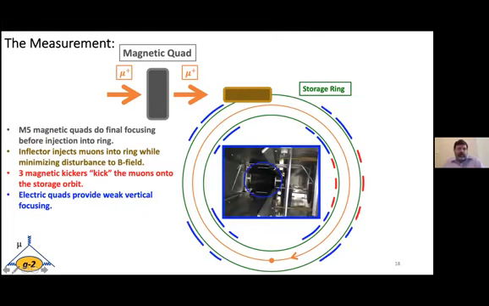And then we need to use electric quadrupoles to provide weak vertical focusing. So, the magnetic field that we're using for the physics basically provides us the radial confinement that we need for the beam, but it doesn't provide vertical confinement, and that's why we have to use these quadrupoles.